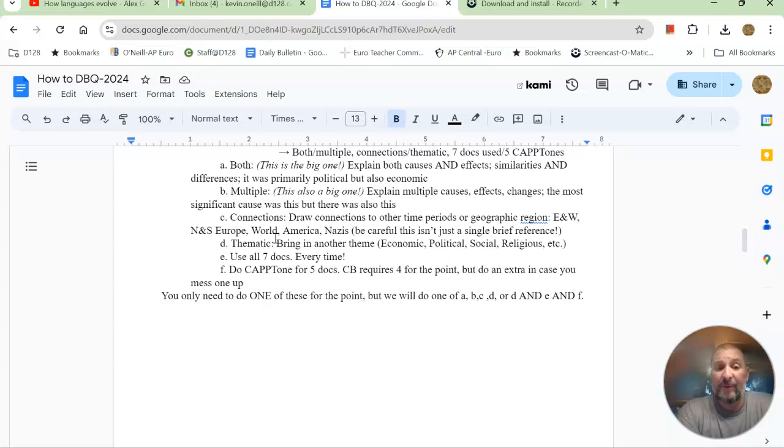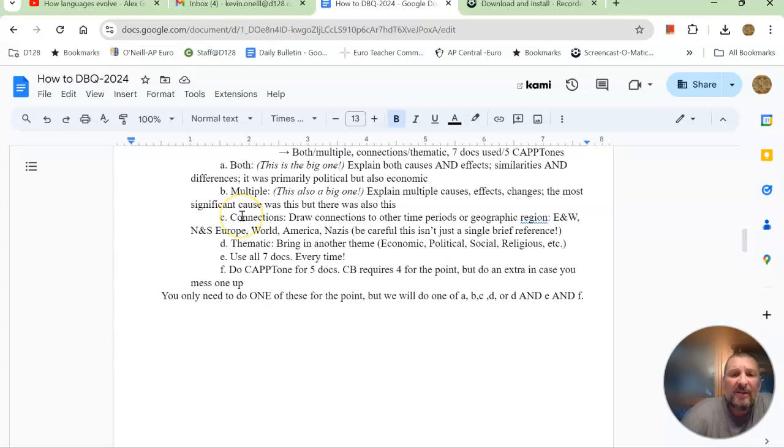If you can't find anything from European or world history, then you can do American history. If you can't find anything from Europe, world, or America, then you can do the Nazis, because everybody tries to connect things to the Nazis. Okay? But this is a whole paragraph.